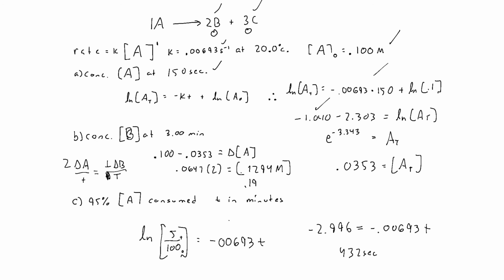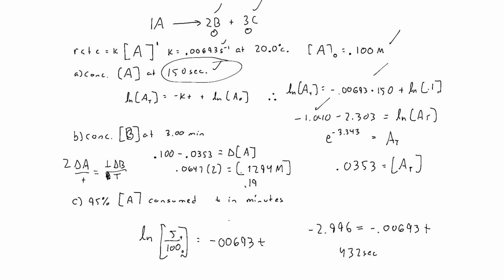Okay, which makes sense because after 150 seconds, we went down a little more than that. We halved a little more than 1/2 life. To get 95% gone, it's going to take a lot more time. It's going to have to halve several times, like 4 to 5 times, which is about right.